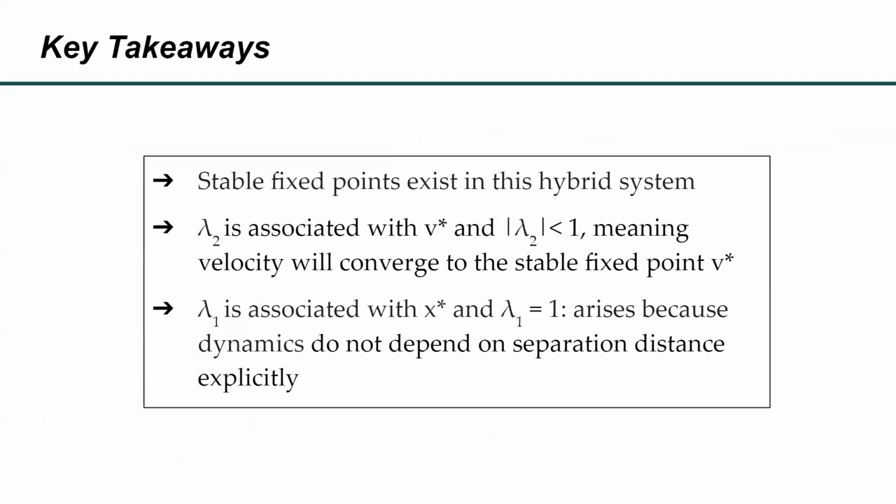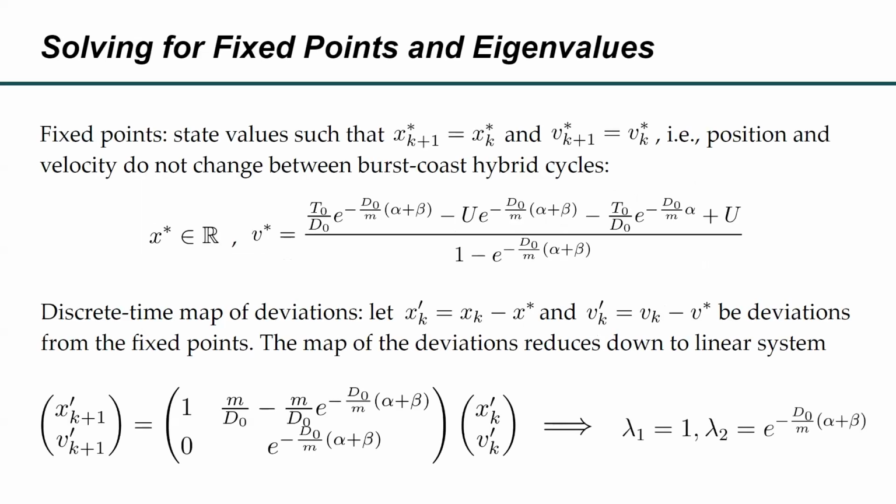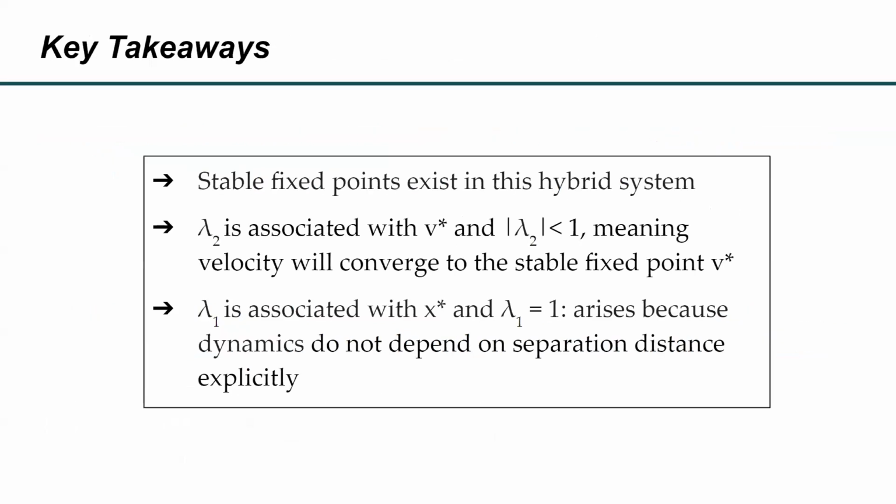And then if there's an eigenvalue that's equal to 1, then the solution is marginally stable. So lambda 2 is associated with v star, which is some number that we can calculate using those parameters. And then what this tells us is that the velocity is stable, and eventually, no matter the initial velocity, it will converge to whatever v star is.